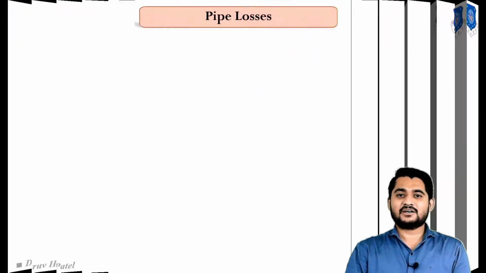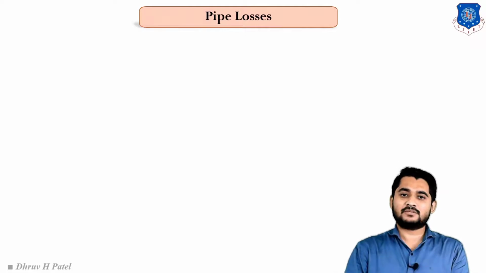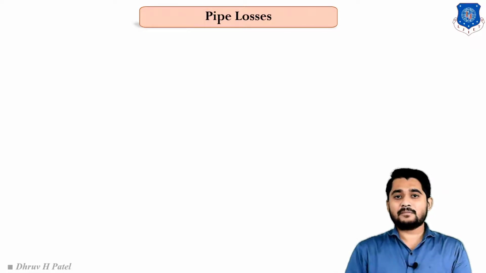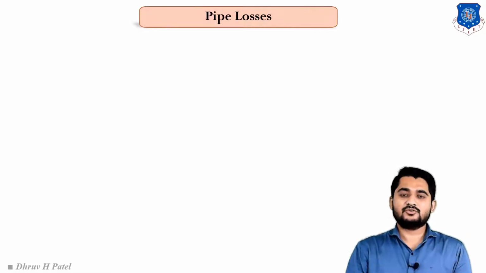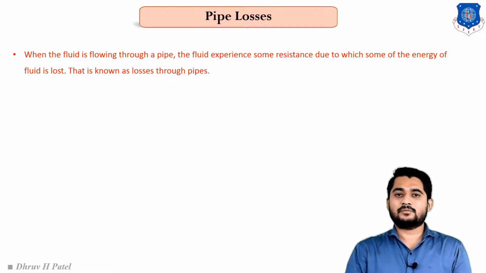So let us start with the basics of pipe losses. What do you mean by pipe losses? Students, what is the main reason behind losses in the pipe, whether it is major losses or minor losses? When the fluid is flowing through a pipe, the fluid experiences some resistance, due to which some energy will be lost from the fluid. That is known as losses of the pipe. That will be due to friction, due to bends, due to various types of fittings.